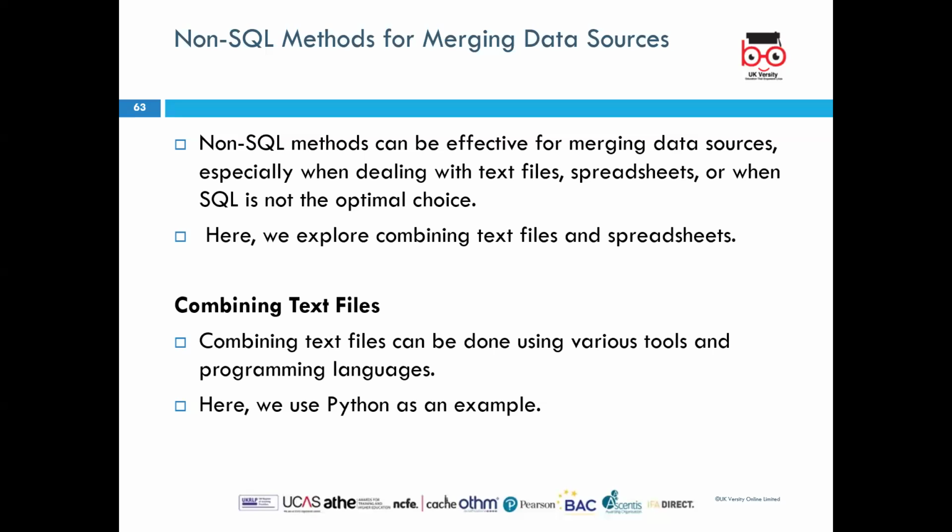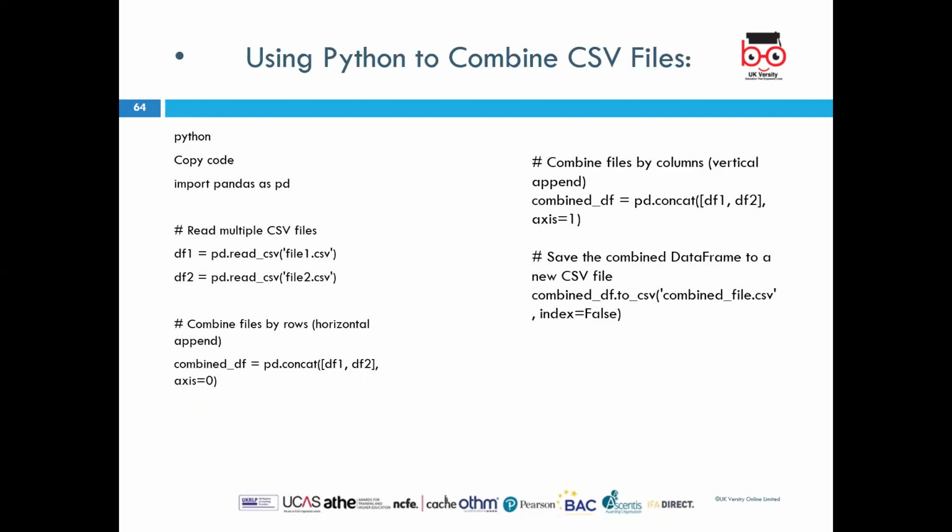Non-SQL methods for merging data sources. Non-SQL methods can be effective for merging data sources, especially when dealing with text files, spreadsheets, or when SQL is not the optimal choice. Combining our text files can be done using various tools and programming languages. For example, we can use Python. So here's an example of using Python to combine our CSV files.